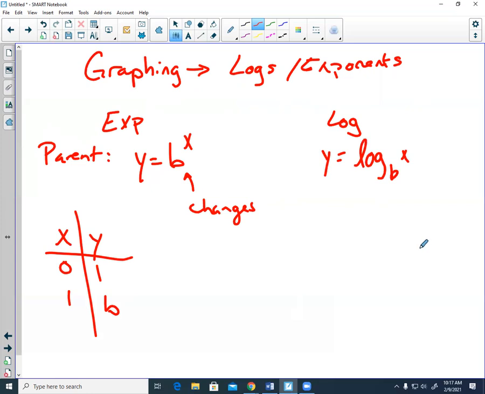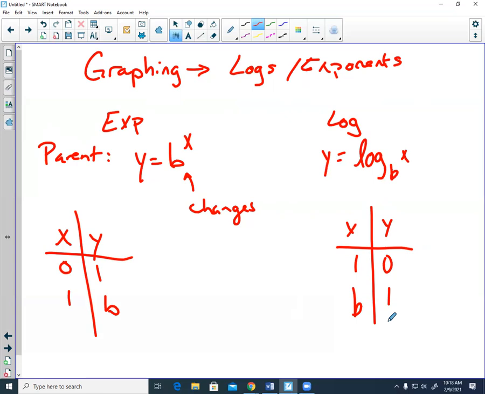And remember, these two functions are inverses of each other, right? These two functions that we talked about yesterday are inverses of each other, which means what should happen with the x's and the y's? They should flip. So that means that my parent function should now have 1, 0, and then b, 1. And this is exactly the inverse property that we talked about yesterday. Log base b of 1 equals 0. Log base b of b equals 1. That's exactly what's happening here.